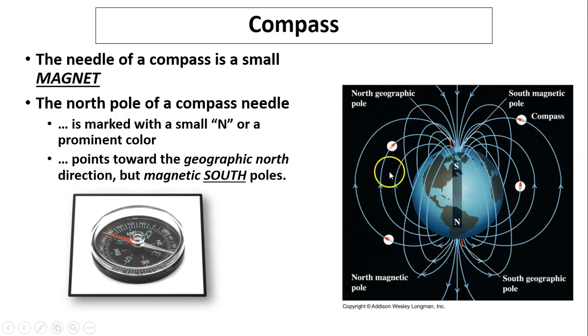So here is how the magnet in the field will point. The red always points to the magnetic south, which is the direction of north. The north magnetic pole is on this end, and that's a south pole, which is geographic north.